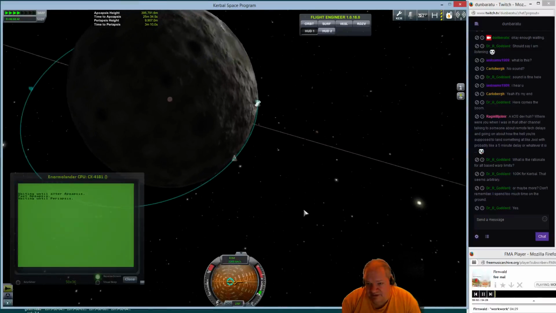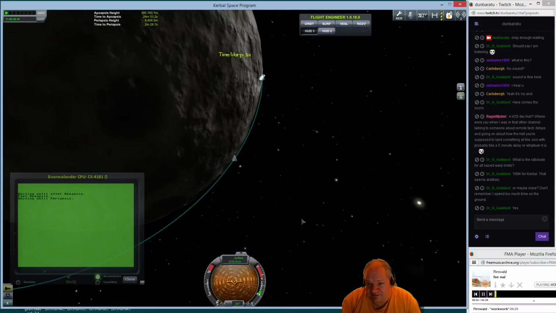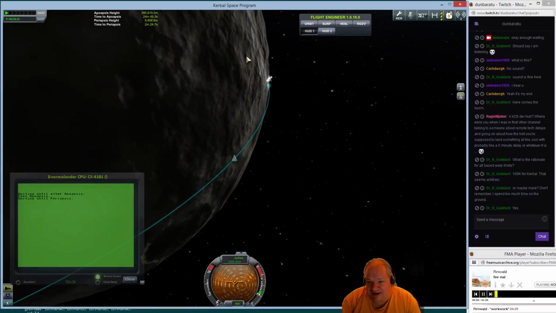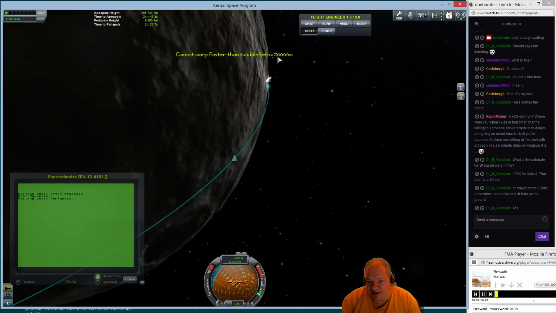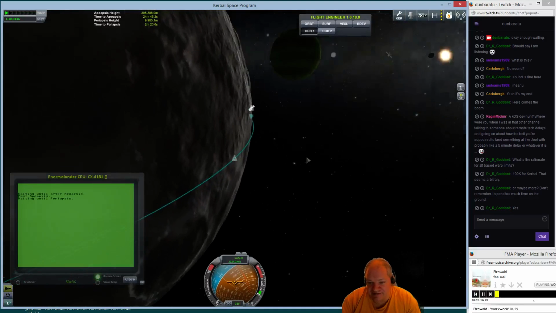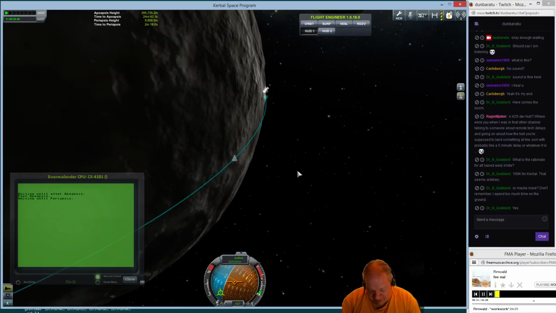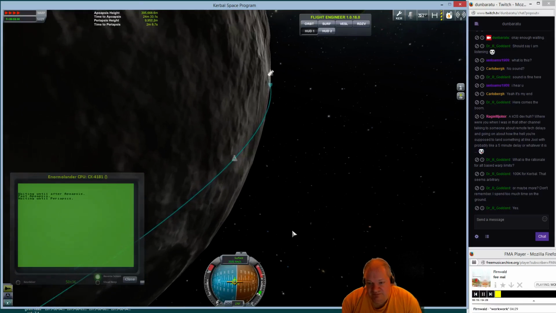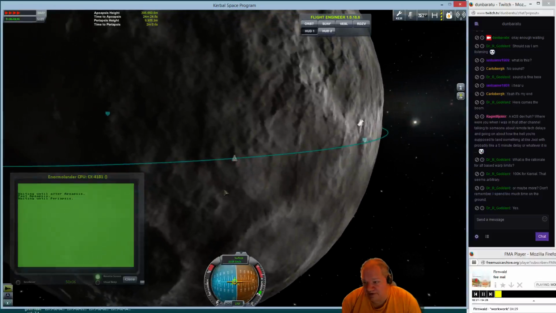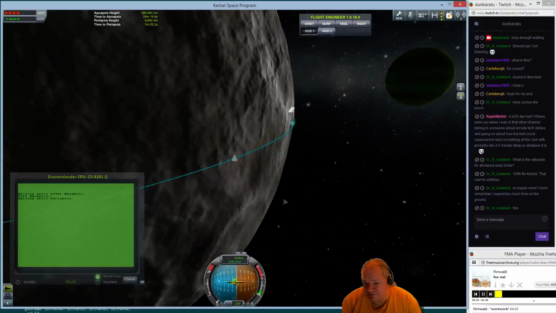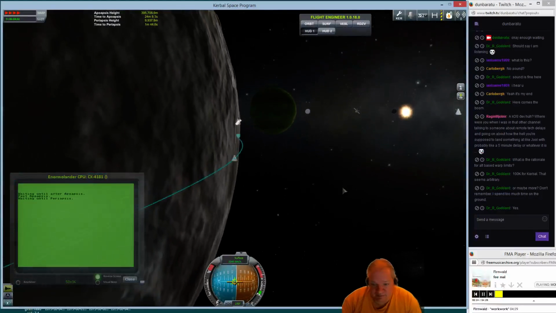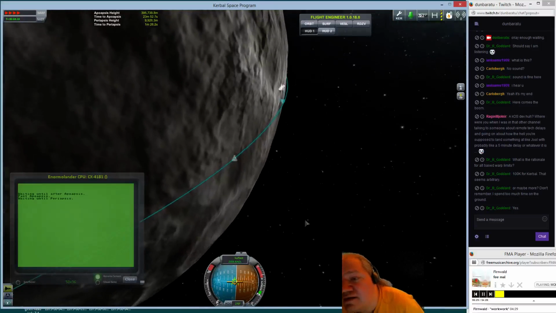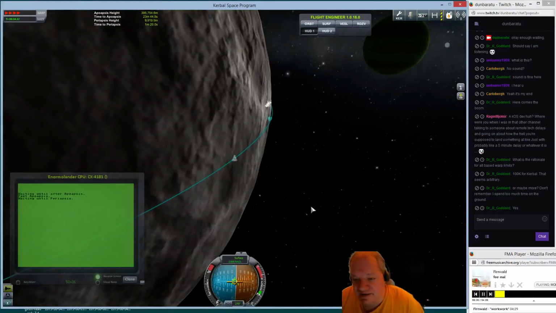There we go, that's better. Yeah, 1x can't go faster than 1x when below 30 kilometers. That is so annoyingly arbitrary. Okay, here we come in. Okay, that looks like we'll be okay.